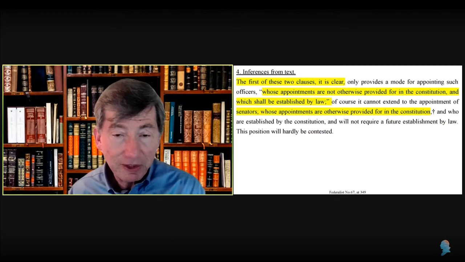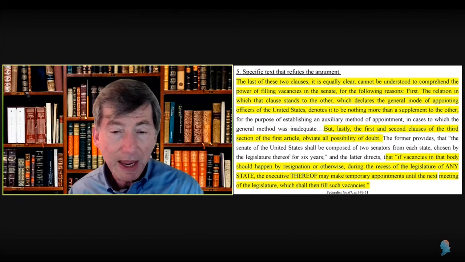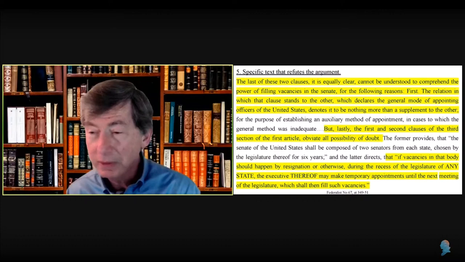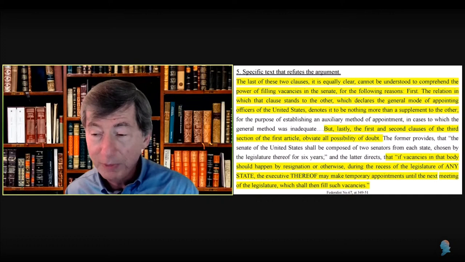And this is where he goes on at length. The last of these two clauses is equally clear. Cannot be understood to comprehend the power of filling vacancies in the Senate for the following reasons. First, the relation in which the clause stands to the other, which declares the general mode of appointing officers of the United States, denotes it to be nothing more than a supplement to the other, skipping down.